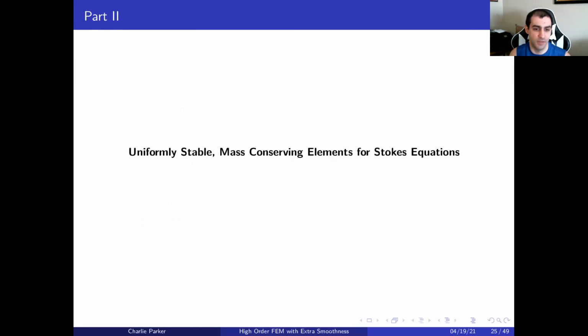So for the second half, I want to talk about uniformly stable mass conserving elements for the Stokes equations, also still in 2D.